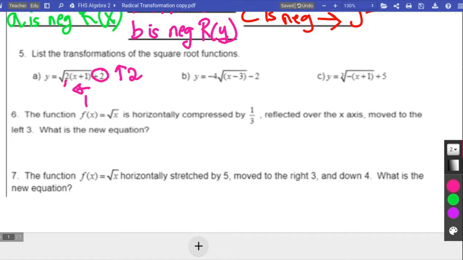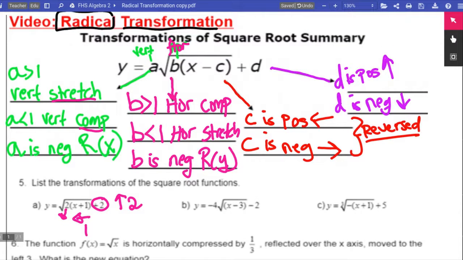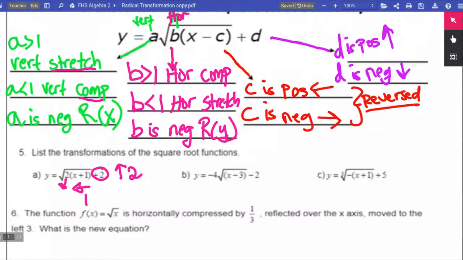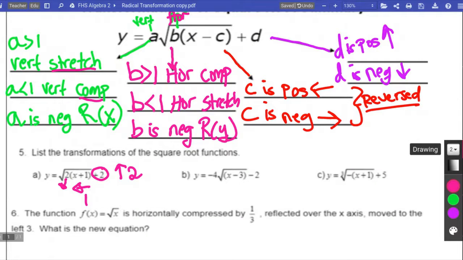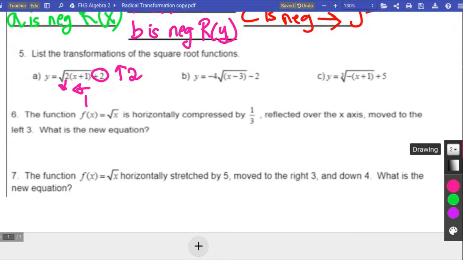Now, this 2 right here, because it's inside of the square root, we are dealing with the pink one right here, horizontal compression. One thing that I forgot to mention is this: with the horizontal compression, you have what I call the 1 over B. I'm going to explain that in a second. So let's go back here. We're dealing with the horizontal compression. Look at the B.